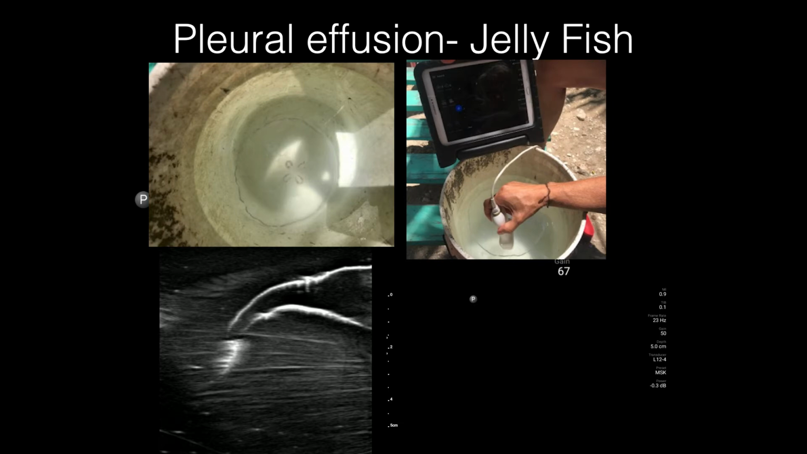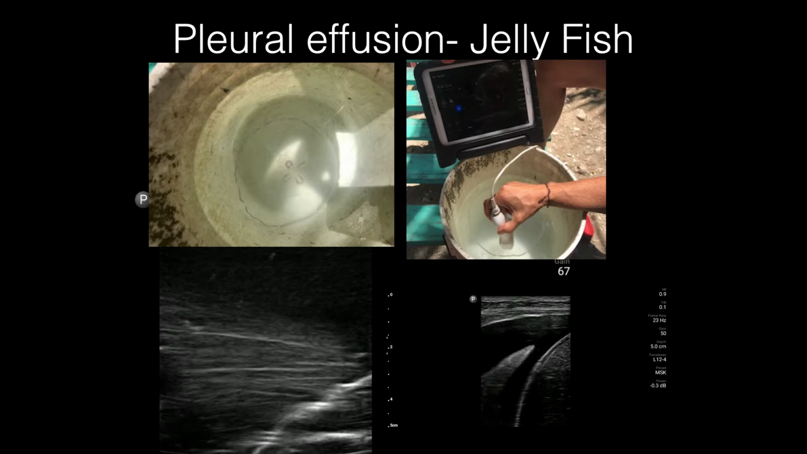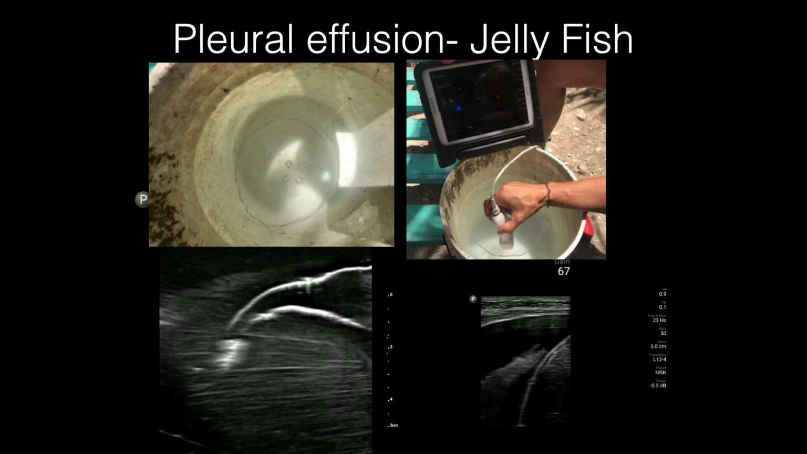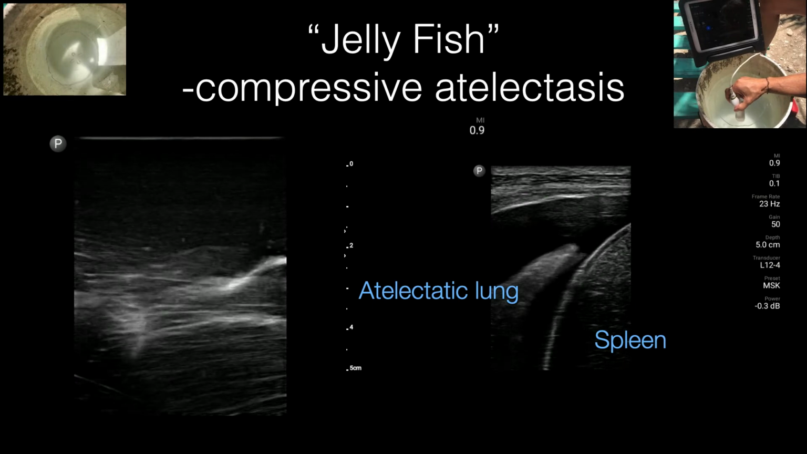So you'll hear something referred to as the jellyfish sign. Here we were down in the Caribbean and we actually were swimming with a jellyfish, so I pulled one out of the water, put it in this bucket and imaged it, and you can see it there on the left. And you can see why they named this the jellyfish sign.